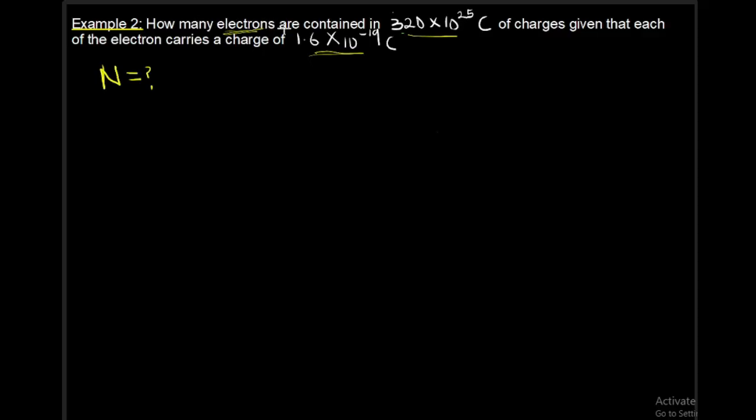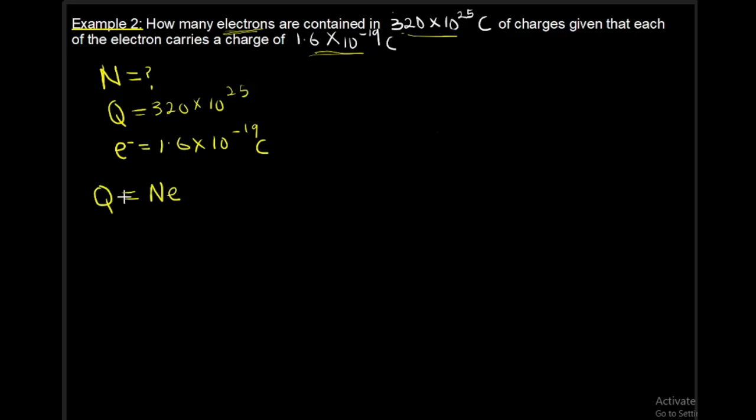How many electrons are contained in 320 times 10 raised to power 25 coulombs of charges? So this is the quantity of charge. We have Q given to us again: 320 times 10 raised to power 25. Given that each electron carries a charge of 1.6 times 10 to the power of minus 19 coulombs, we fall back to our formula, which is Q equals NE.